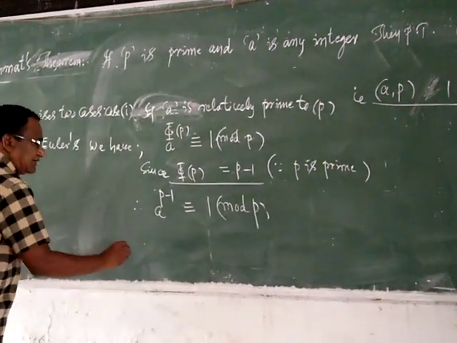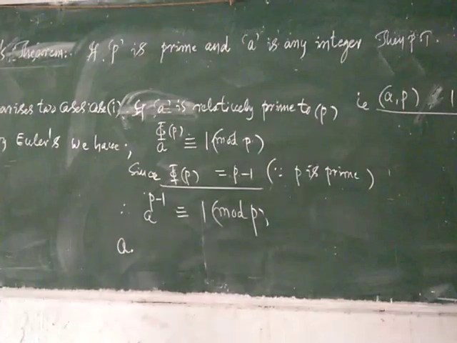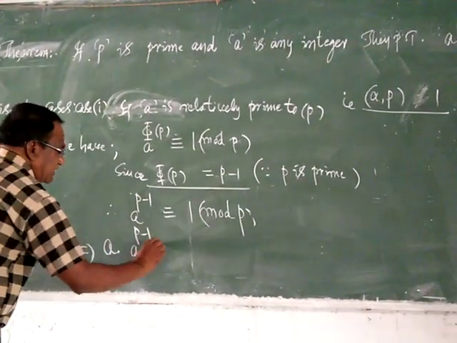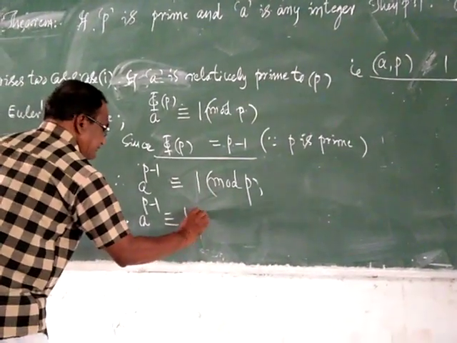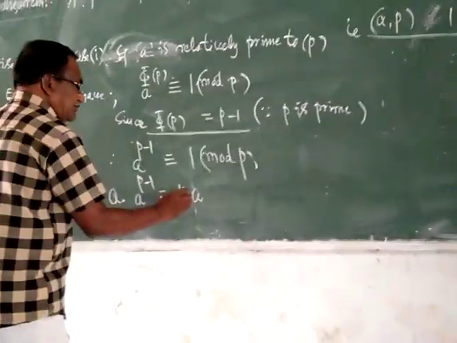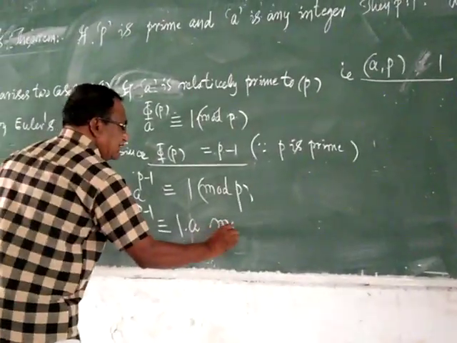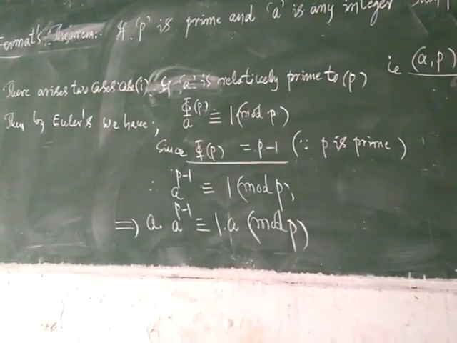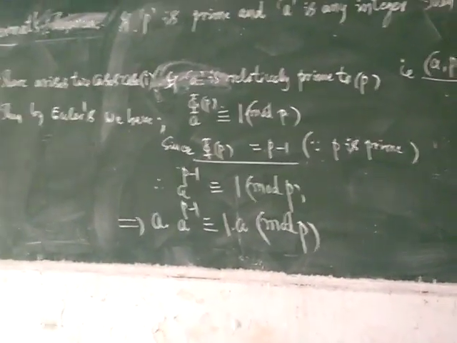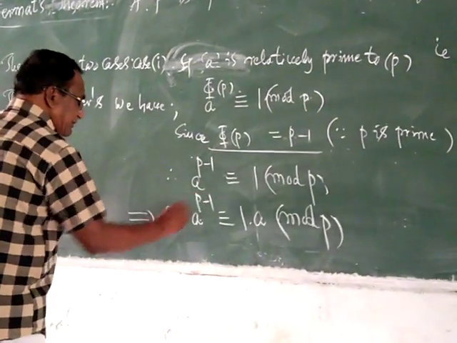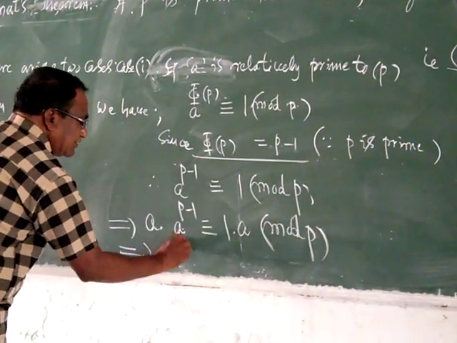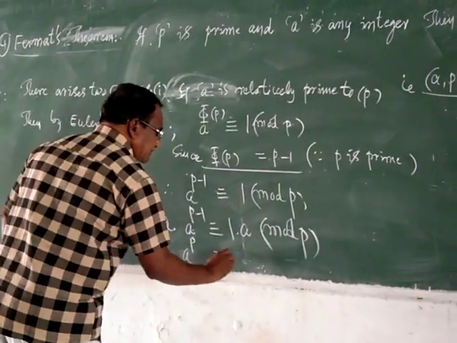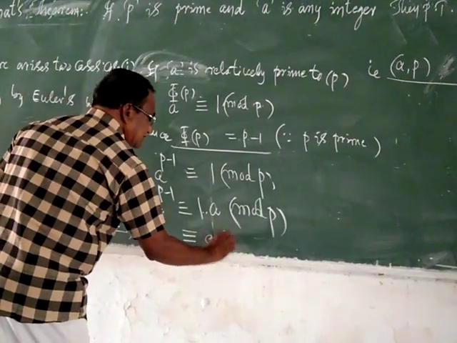So now you do one thing. Multiply by A on both the sides. This implies that A into A to the power P minus 1 is congruent to 1 into A, or A into 1, mod P. This I have obtained just by multiplying by A on both the sides. A into A to the power P minus 1 means it is A to the power P, which is congruent to 1 into A, that is A, mod P.